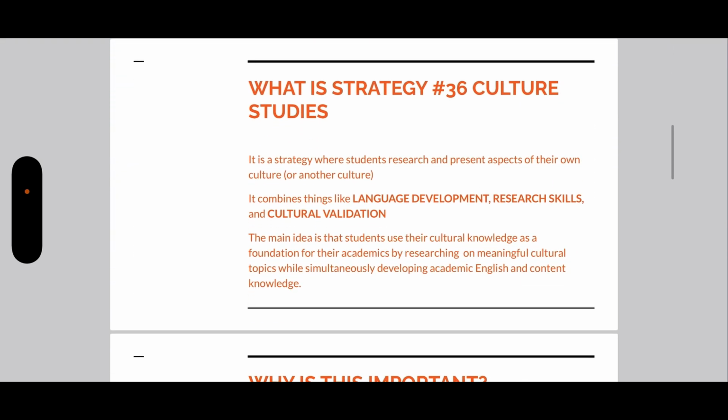So you're probably asking, what is strategy number 36, culture studies? So this is a strategy where students research and present aspects of their own culture or another culture. It combines things like language development, research skills, and cultural validation. So in language development, that's things like reading, writing, or even comprehending or speaking. Even listening and retaining English in conversations would be language development, and cultural validation, making sure that those kiddos feel like their culture is important, that they're valued, that they're respected.